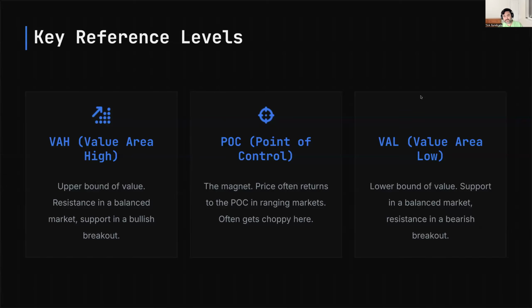Value area low, so that's the lower bound of value. Think of it as support in a range bound or balance market, and think of it as resistance if you see a bearish breakout. So let's say price loses that value area low and then comes back briefly for a retest. That would be a signal to you for a potential short opportunity there.